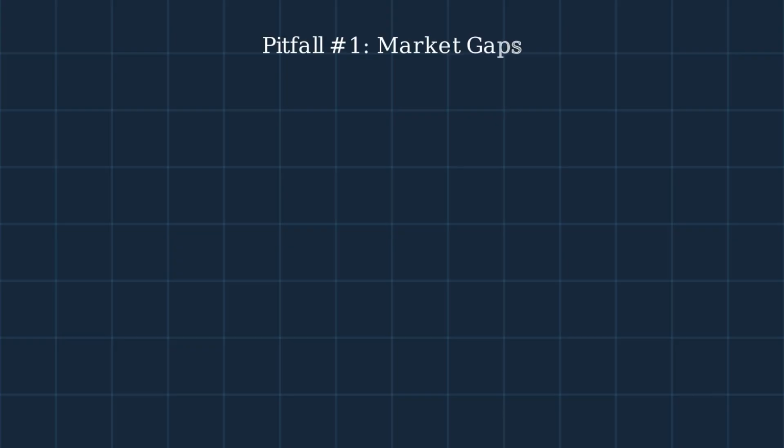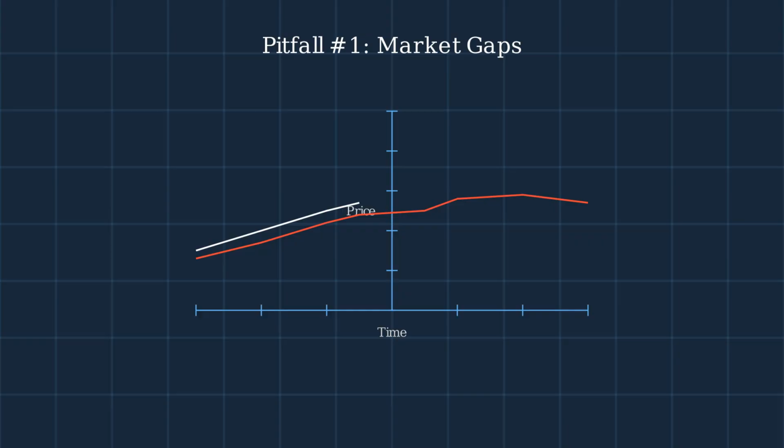The first major pitfall occurs during sudden market gaps. When price jumps significantly between trading sessions, it can move beyond your stop levels before orders have a chance to execute. When a gap occurs, price can suddenly jump far away from your stop level. This means your actual exit price may be much worse than anticipated, leading to larger losses than expected.